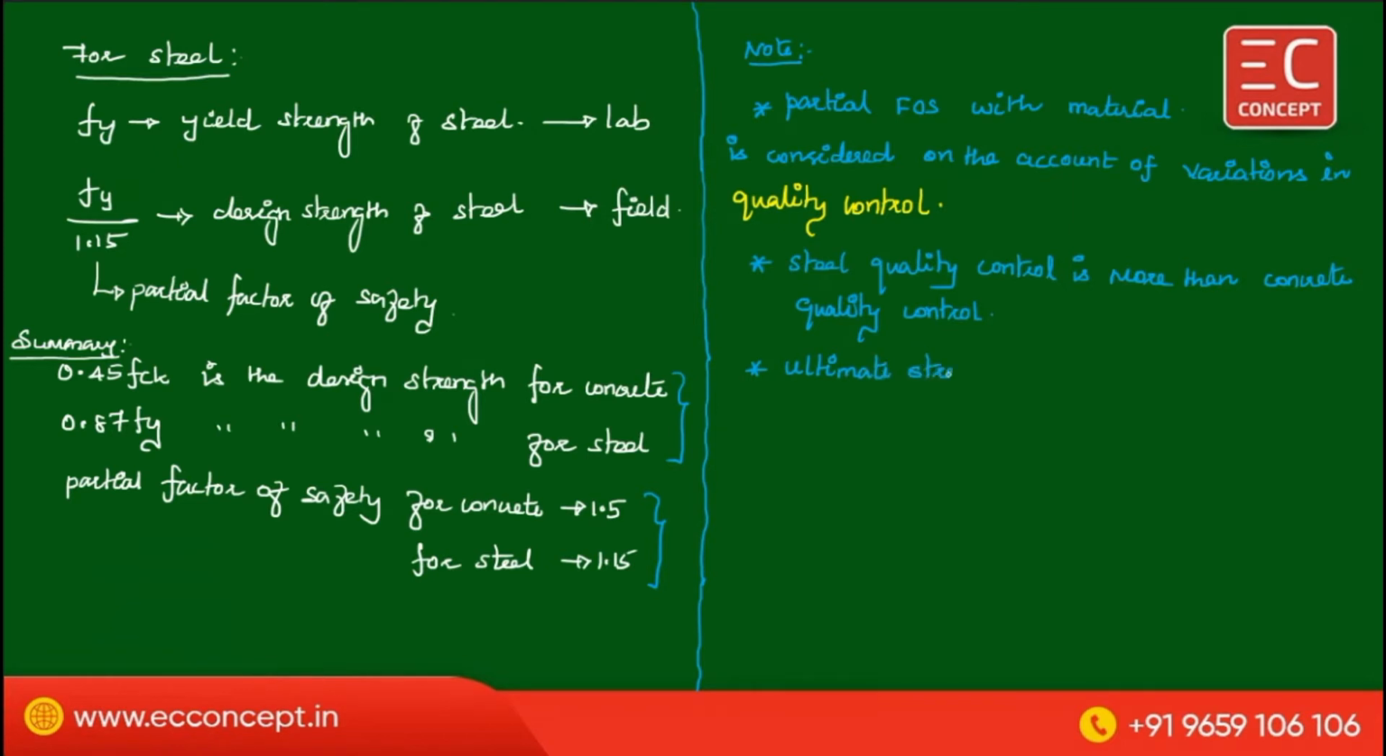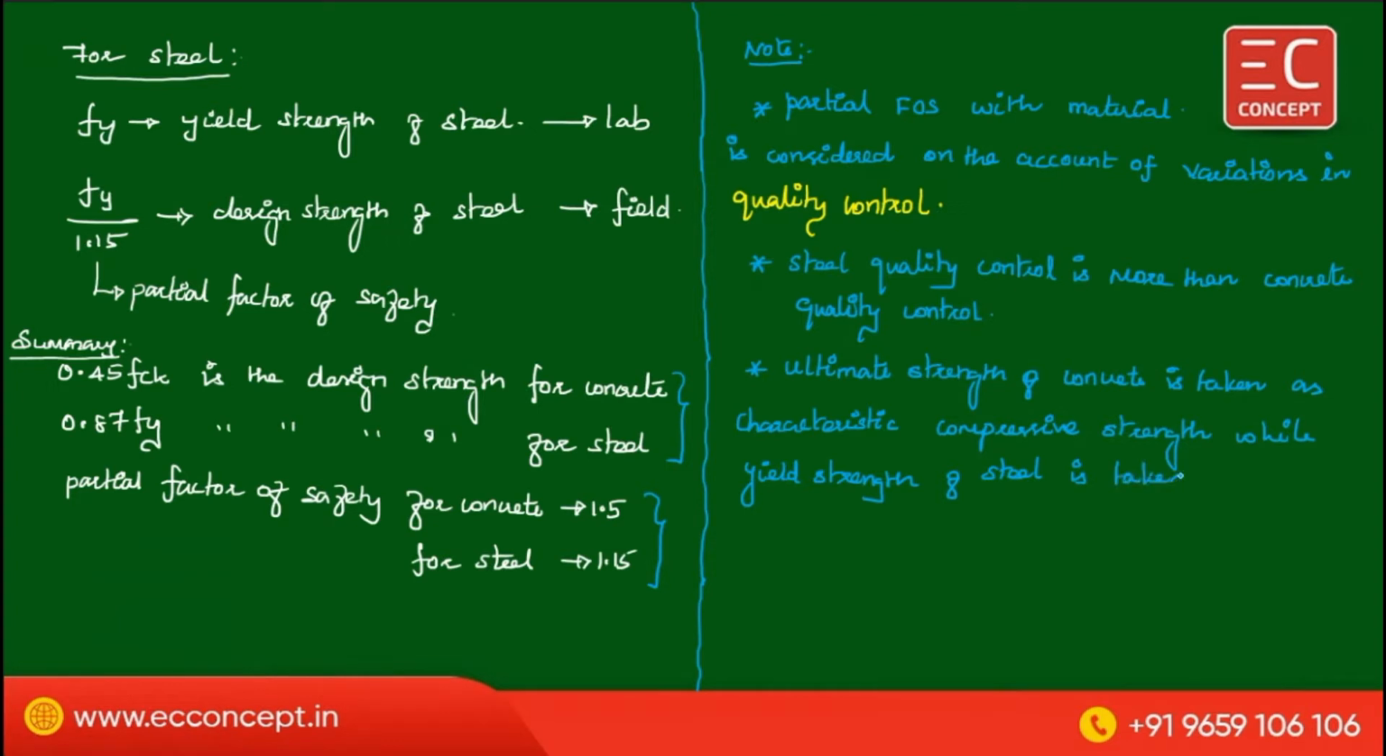Ultimate strength of concrete is taken as the characteristic compressive strength, while yield strength of steel is taken as the characteristic strength. Okay, see, ultimate strength of concrete is taken as a characteristic strength, but in the steel we are considering the yield strength as a characteristic strength.